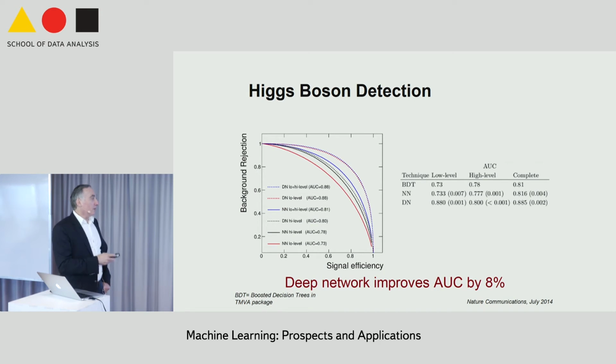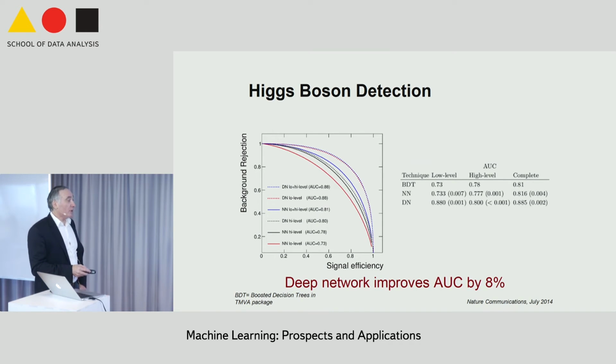We train lots of neural networks, but this is an example with shallow neural networks, a single hidden layer, and this is a deep neural network. And we get the best result here. And there is not much difference between whether we use only low-level or low-level plus high-level features. There's a very tiny difference there. So bottom line, you can improve AUC by about 8%, which is very significant.